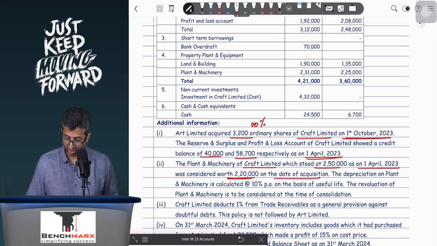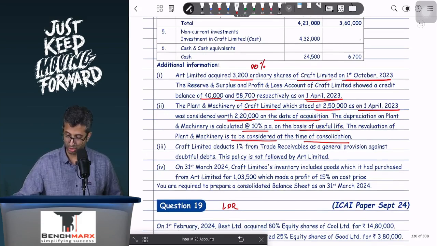This is the fair value. The depreciation on plant and machinery is 10% on the basis of useful life, and the revaluation of plant is to be considered at the time of consolidation. Now, if I look at the fair value adjustment over here, remember 2,50,000 is on 1st April 2023, whereas the date of acquisition is 1st October 2023, and hence there will be a 6-month depreciation.